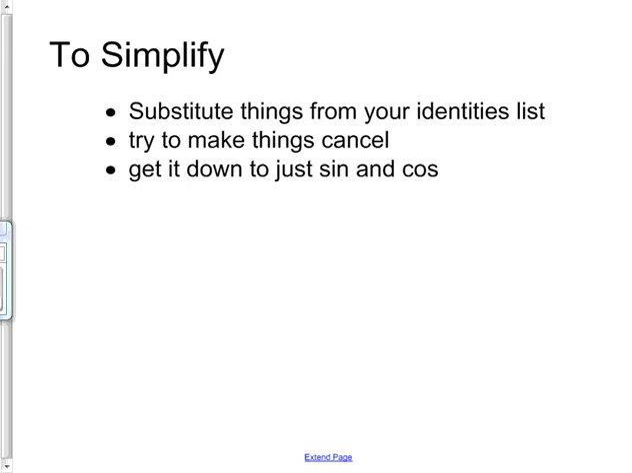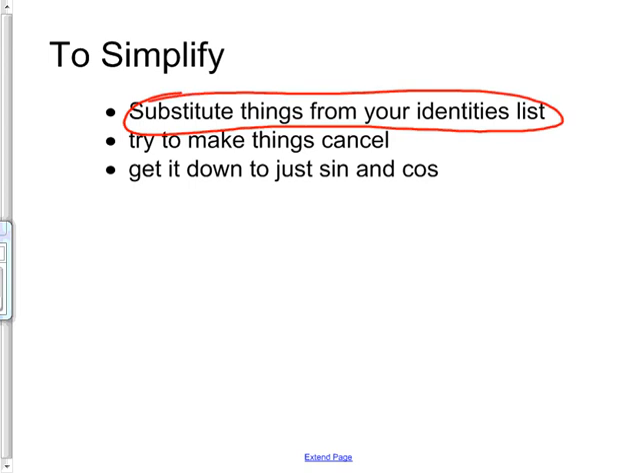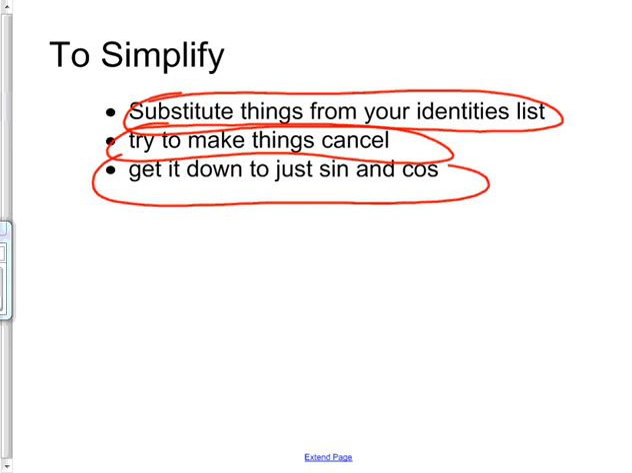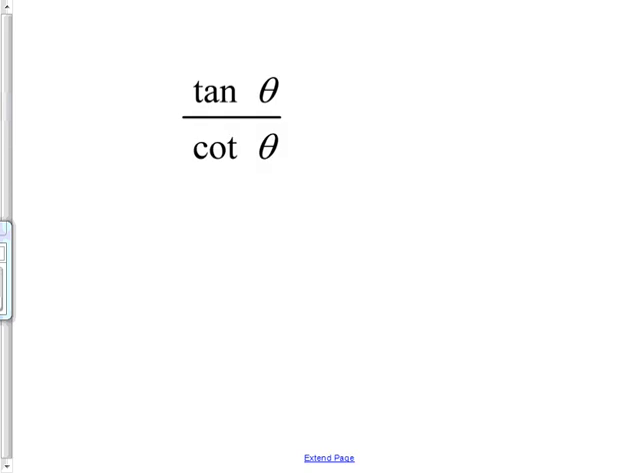Simplify. So when you simplify, there is no equals and there is no other side of the equation. Okay, and all you have to do is substitute things from your identities list and try to make things cancel if you can. If you can get it down to just sine and cosine, that'd be great. Or just one function like tangent. Okay? So a typical simplify problem looks like that.